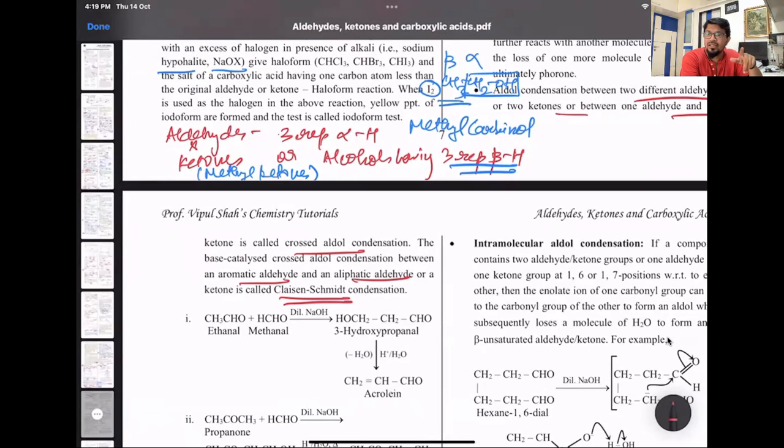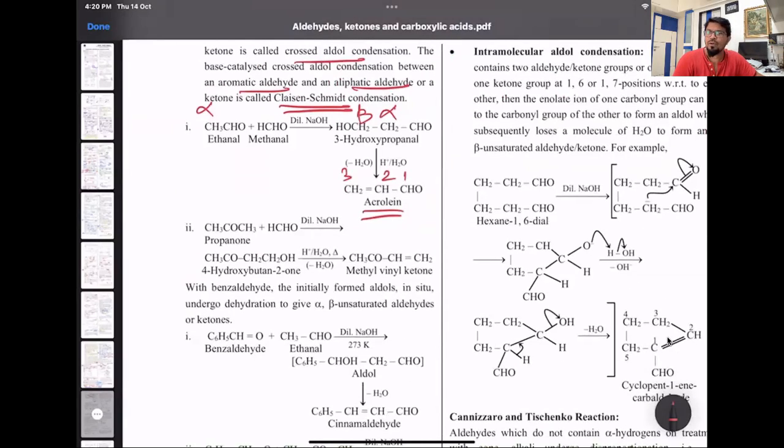If I have methanal and ethanal, methanal doesn't have alpha H because it's only H. So only acetaldehyde will have alpha H. So this will give its alpha H. So you'll have only one product, 3-hydroxypropanal, which undergoes beta elimination to give me acrolein. All right, which is nothing but prop-2-en-al.